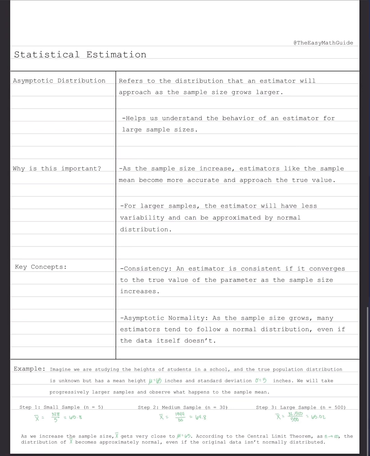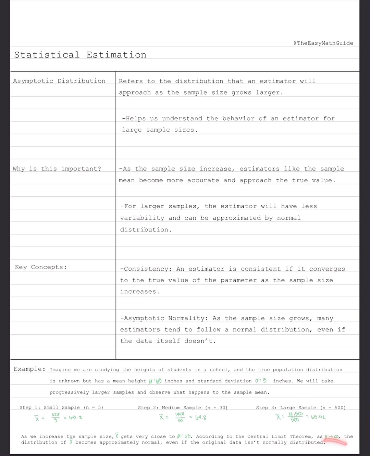Okay, so our conclusion: as you increase your sample size, your sample mean gets really, really close to that true mean. So according to the central limit theorem, as n approaches infinity, or just our sample getting much bigger, that sample distribution is pretty much normal, and it's going to be very true to the actual mean.